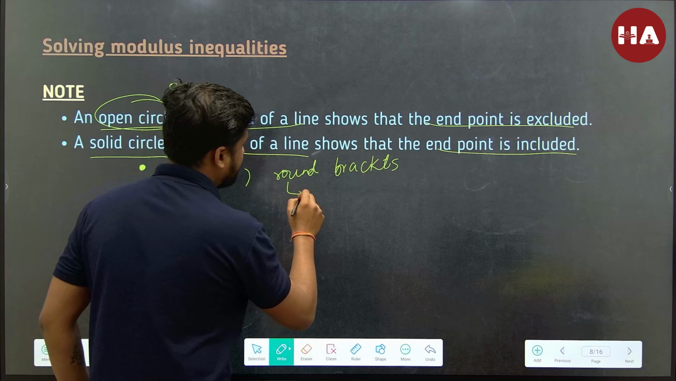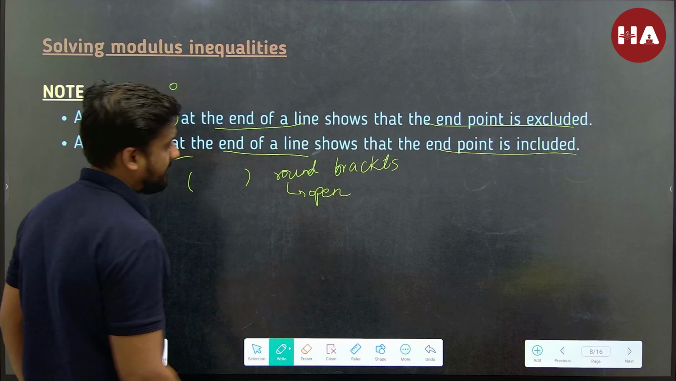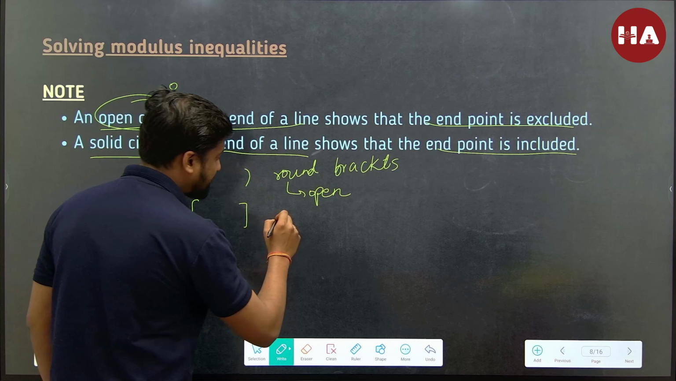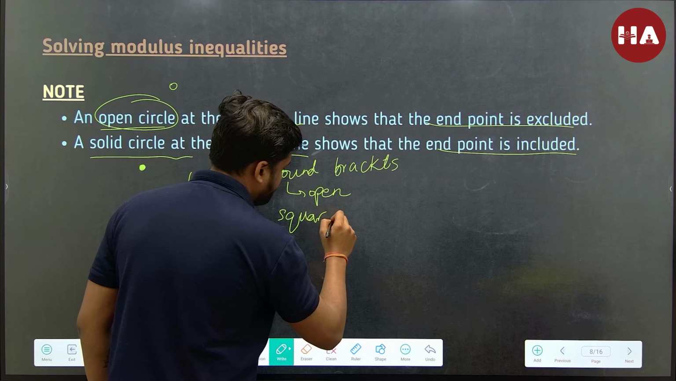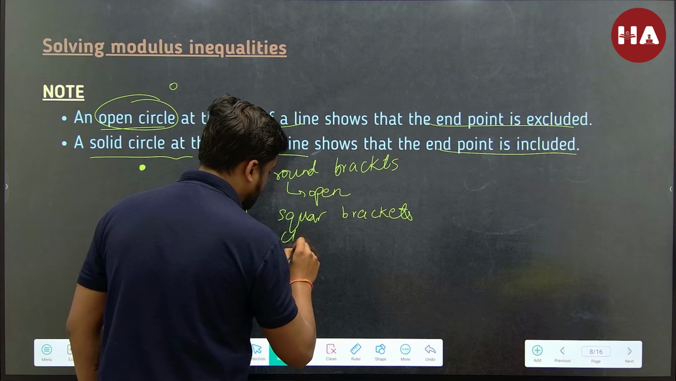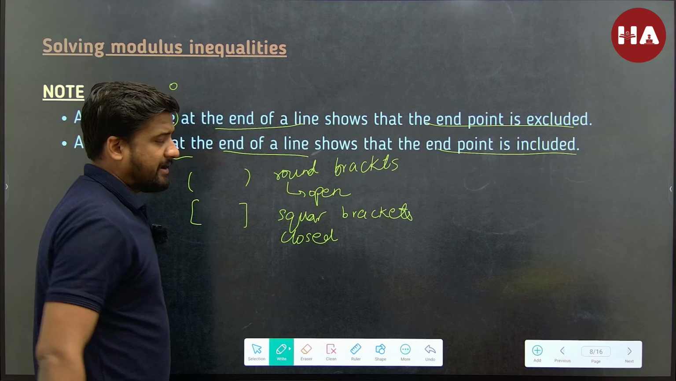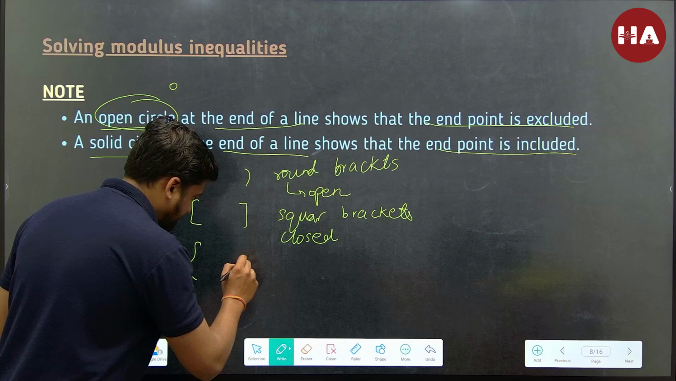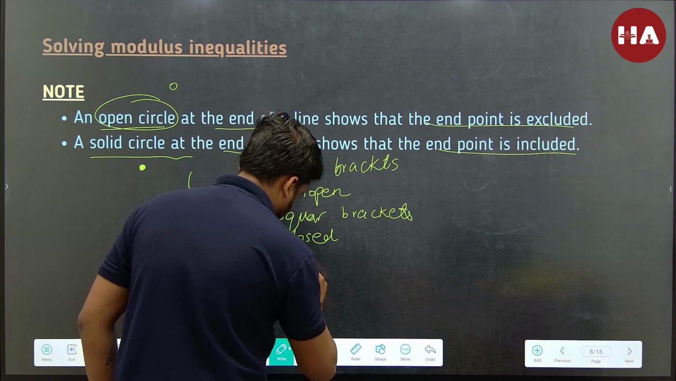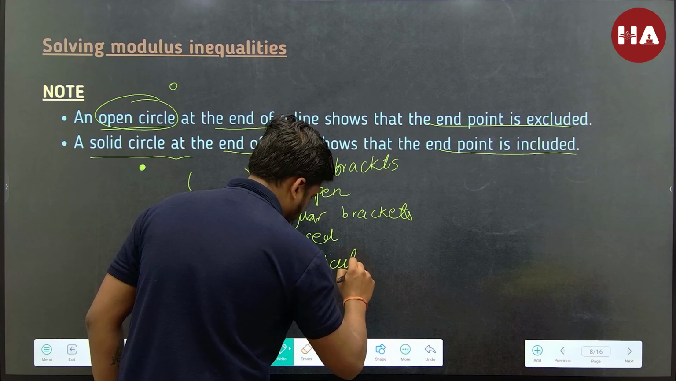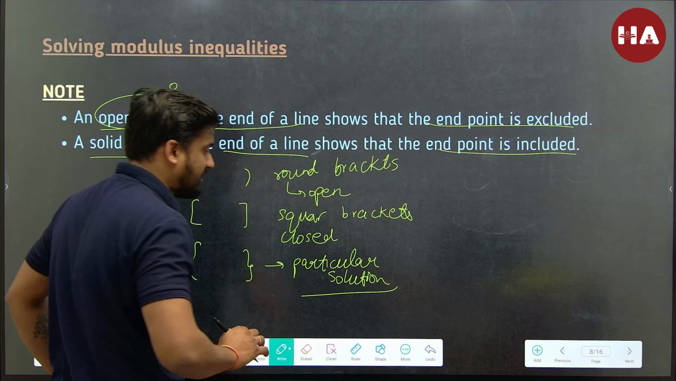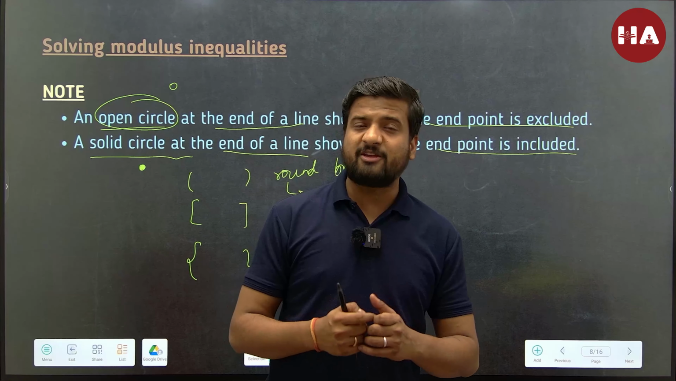also known as open brackets, right? Second is, correct, this is known as square brackets, also called as closed brackets, right? The third one is curly brackets. There is no other name for this, just curly brackets, used for particular solutions. Now I won't be going too deep, but I'll be giving you a brief idea.